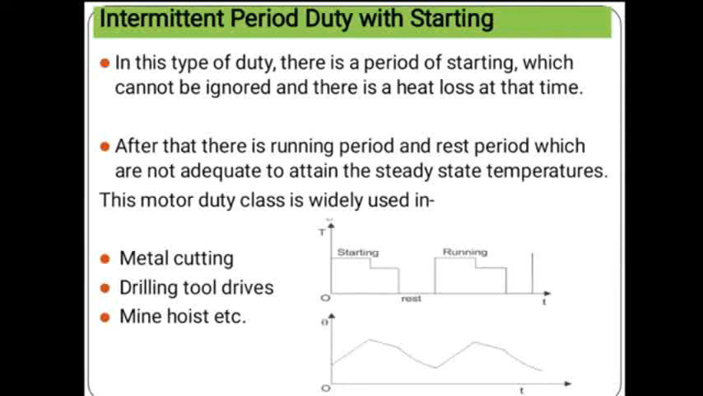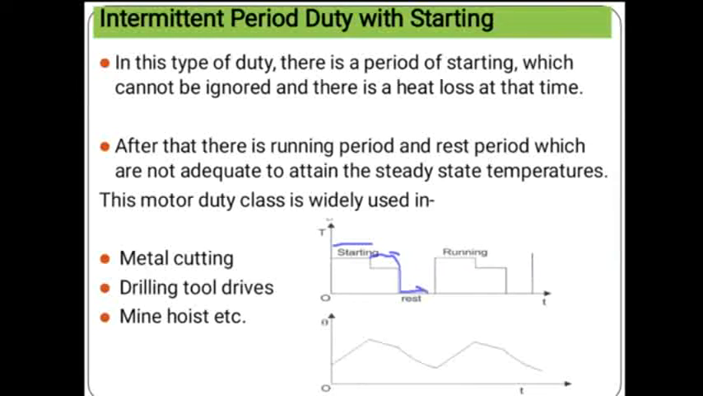Next one is intermittent periodic duty with starting. It is another type of duty cycle. In this type of duty, there is a period of starting which cannot be ignored, and there is heat loss at that time. After that there is a running period and a rest period which are not adequate to attain the steady state temperatures. In this type of duty cycle, the motor first starts, this is the starting torque, and after that it operates for some time and then goes down to the rest period.